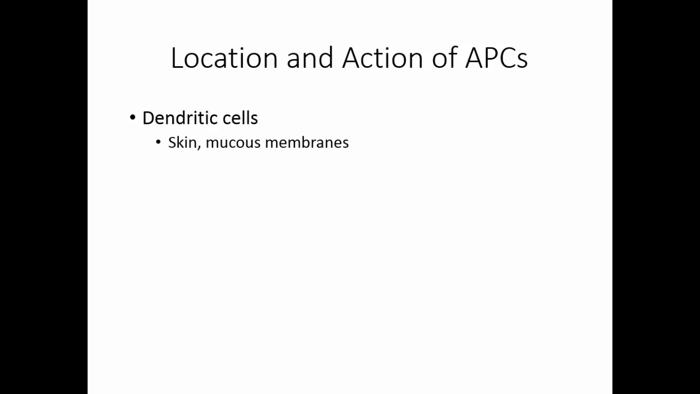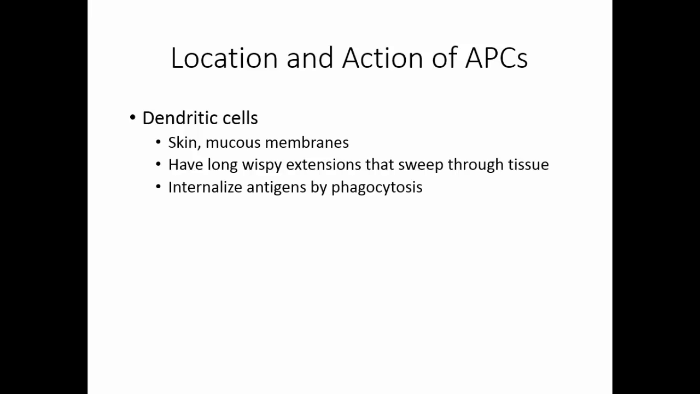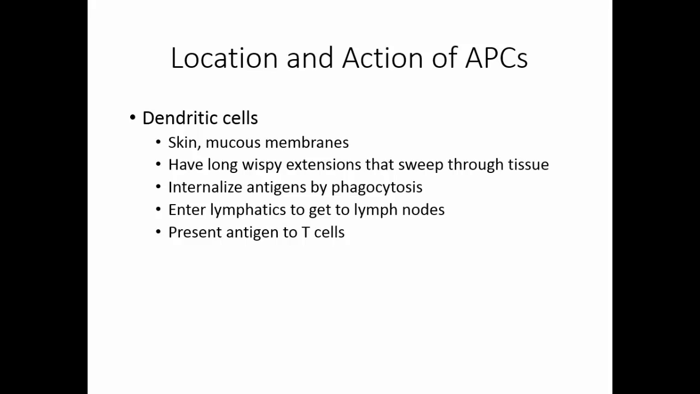Dendritic cells are found roaming under the skin and mucous membranes. They have these long, wispy extensions that kind of sweep through the tissue as they migrate around. Once they encounter an antigen, they ingest it by phagocytosis. Then they get into the lymphatic system to get to the lymph nodes. While they have ingested this by phagocytosis, they have placed a little piece of the antigen in their MHC groove. This means that as they go through the lymphatics, they're presenting this to all of the lymphocytes to see if they can find one that will fit that particular antigen.